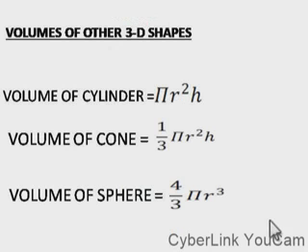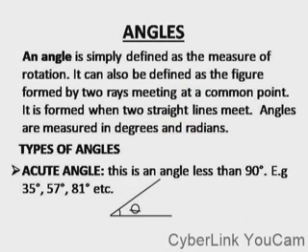There are some other formulas for calculating the volume of other 3-dimensional shapes. Like the volume of a cylinder, this is the formula, that's pi r square h. The volume of a cone, that is 1 over 3 pi r square h. The volume of a sphere, that is 4 over 3 pi r cubed. So these are the formulas. You have to just know the formula. By the time you get to GS3, you'll be making use of these formulas in doing calculations. Now let's quickly move to the next outline.